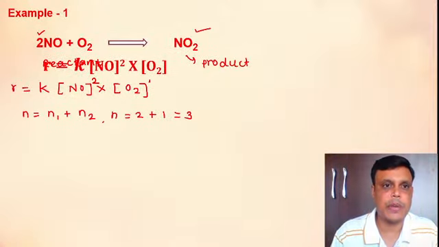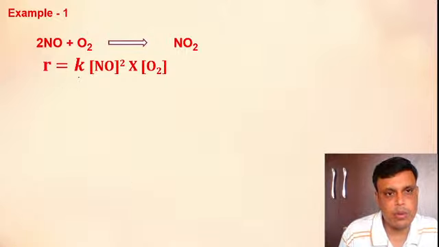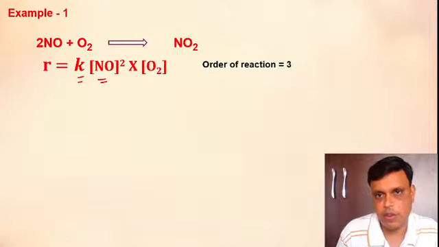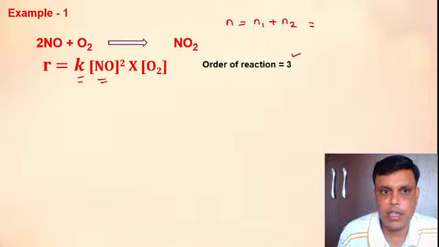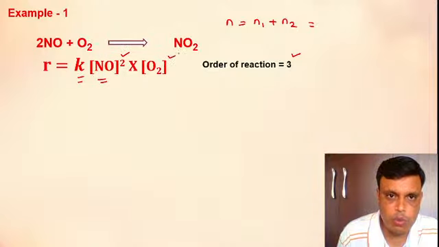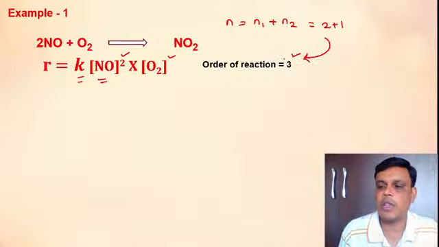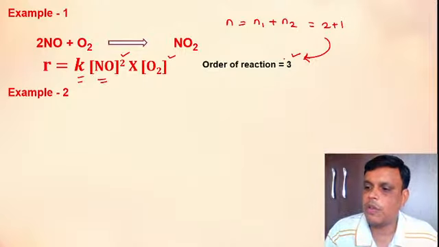See here rate equation. Here rate equation R is equal to K into molar concentration of NO square into molar concentration of O2, and the order of reaction is 3. Why 3? I have told you. n is equal to n1 plus n2. Here n1 is 2 and n2 is 1. So 2 plus 1, the overall order of reaction is 3. Understood? Yes or no? Understood this? How to find the order of reaction?